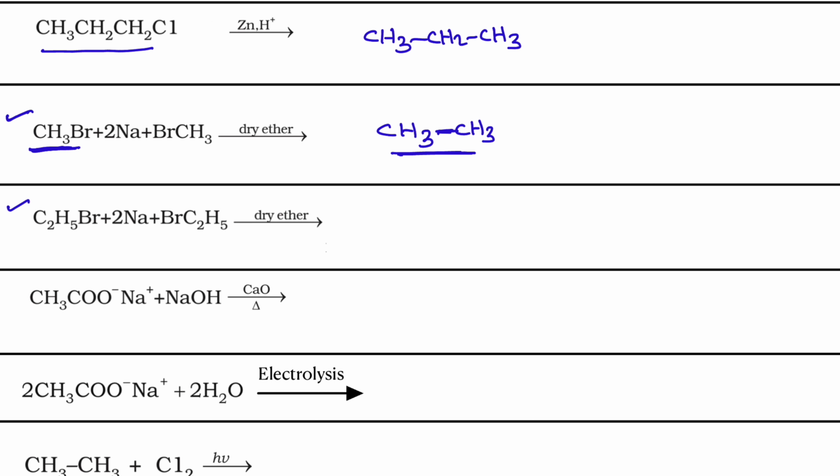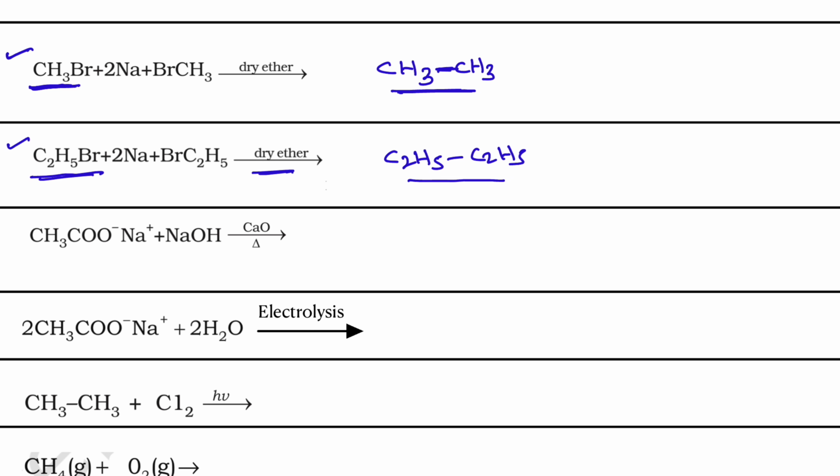This is also related to the same thing, sodium in dry ether, Wurtz reaction. So this is C2H5, C2H5. Ethyl bromide in the Wurtz reaction gives n-butane. Coupling of alkyl groups will take place.